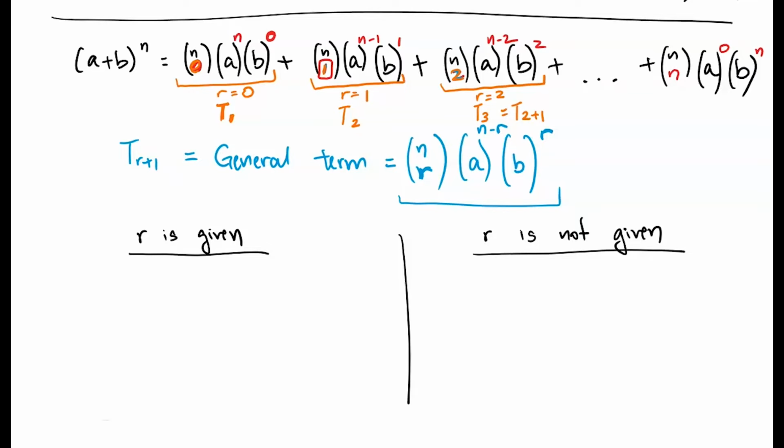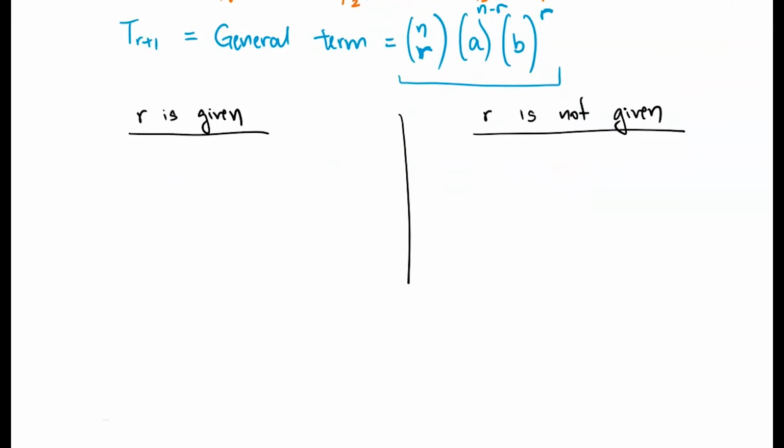So let us look at the two types of questions one by one. The first one, a case where r is given. An example would be a question where, let's say, I have a certain expansion. Maybe I have this, x squared minus 1 over 2x cubed, to the power of 7. And I ask you to find the fifth term.